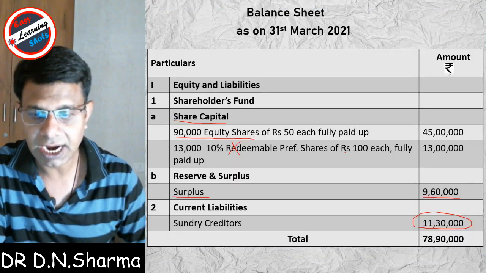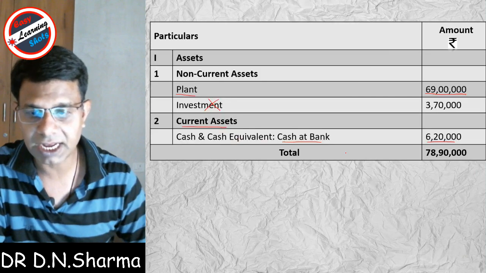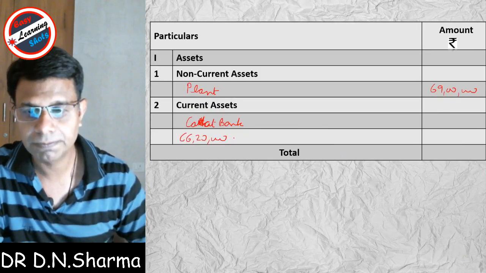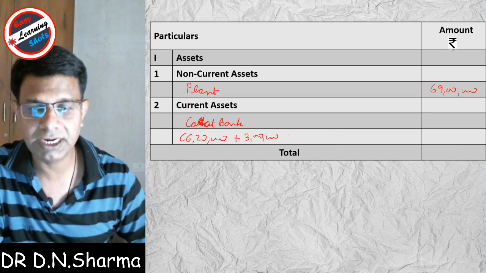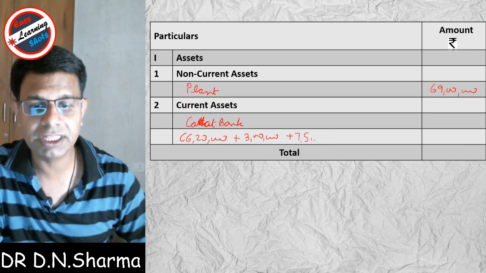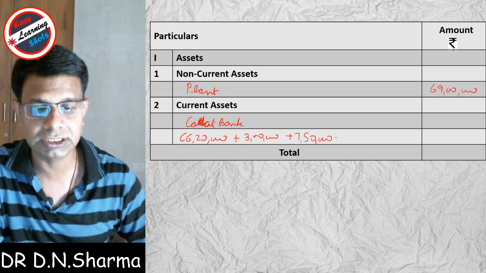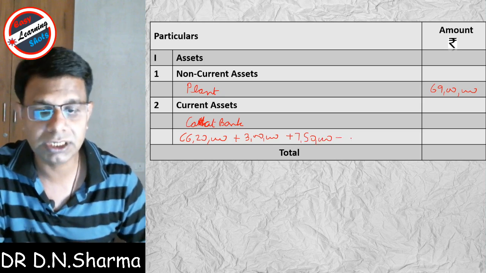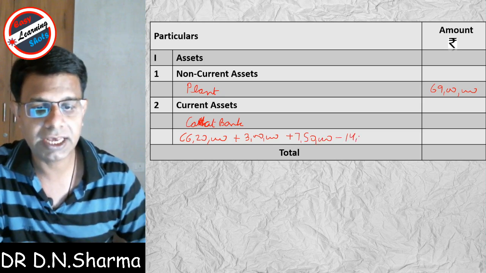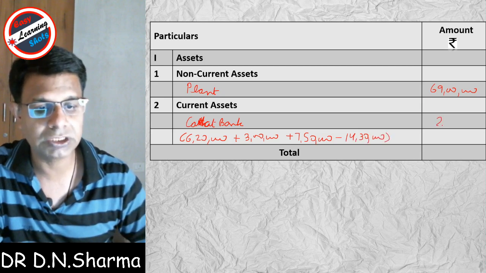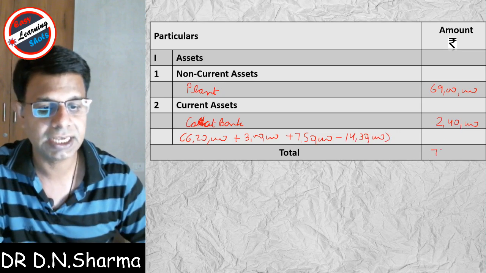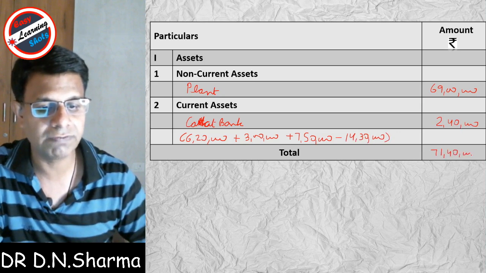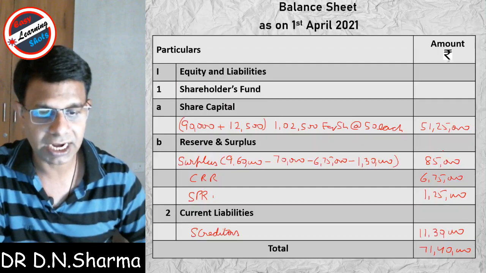So we add or deduct this amount from bank balance. So first we get 3 lakh rupees from sale of investment and get 7,50,000 when we issue new equity shares, and at the time of redemption we pay 14,30,000. So the balance in cash at bank account is 2,40,000 and the total amount of asset side is 71,40,000, which is equal to the equity and liability side of 71,40,000.